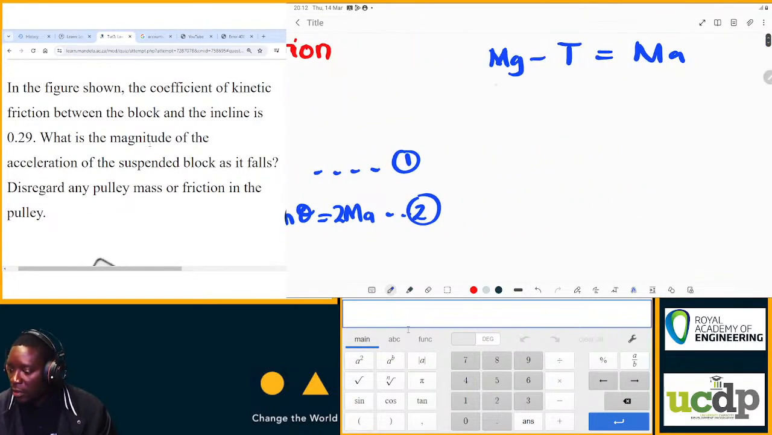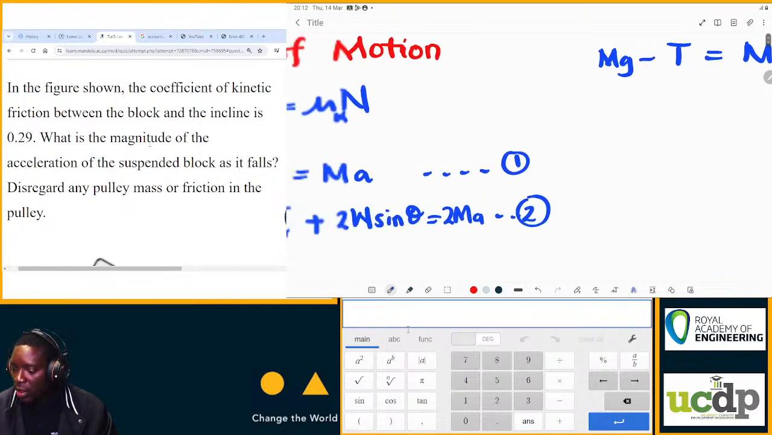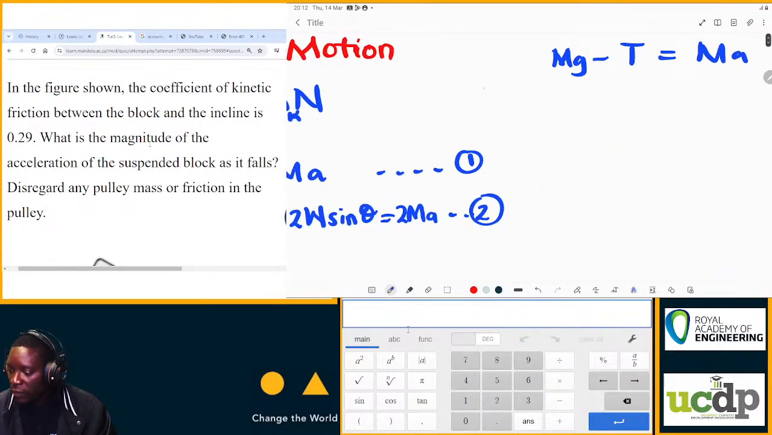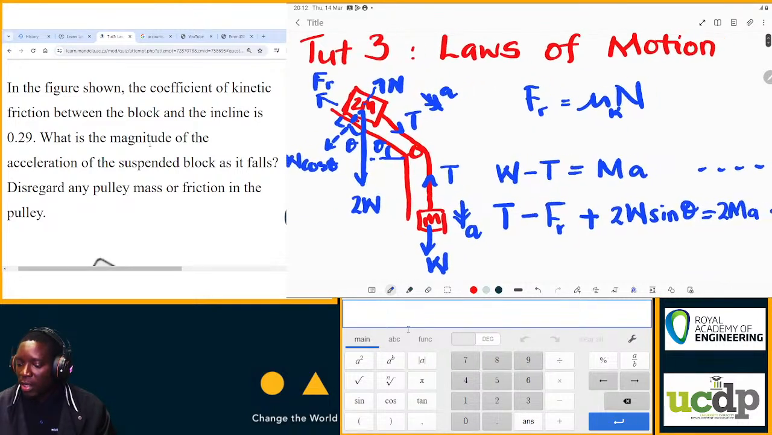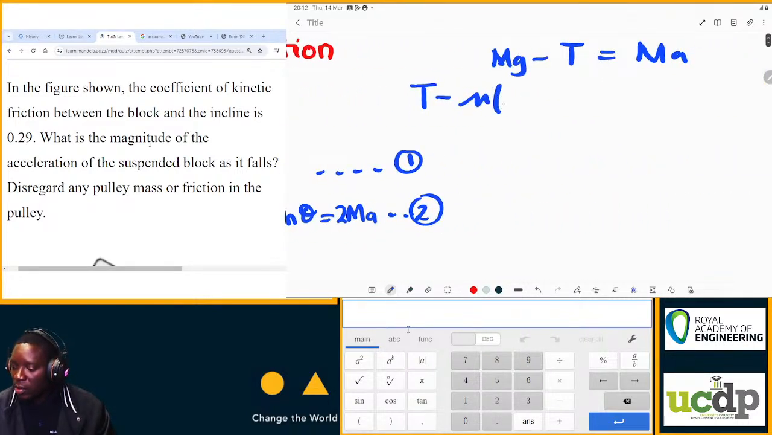That's from 1. The other equation says 2mg sine theta plus T minus Fr, where Fr we said is mu N. What is N? Remember, along the perpendicular to the incline, the component of the weight will balance with the reaction N. So N is equivalent to 2W cos theta, which is 2mg cos 30.